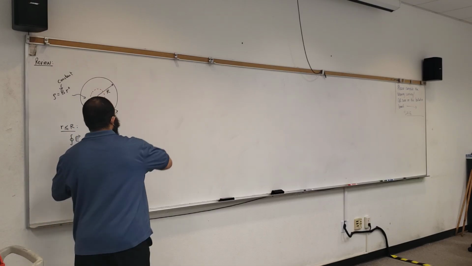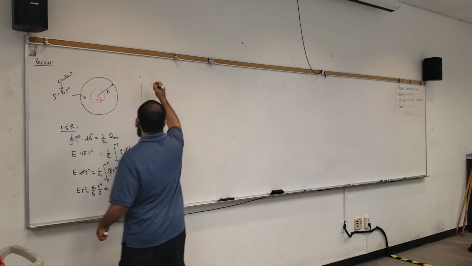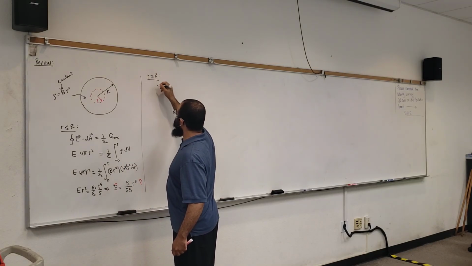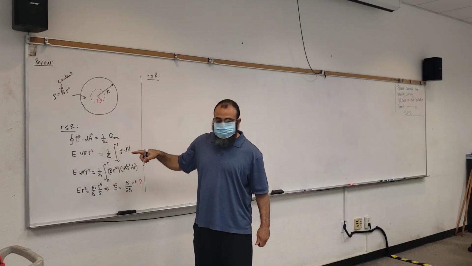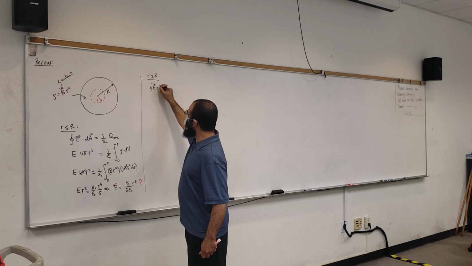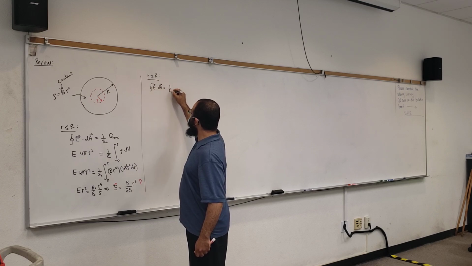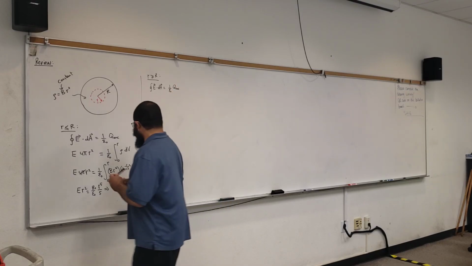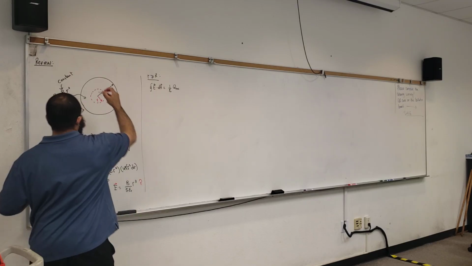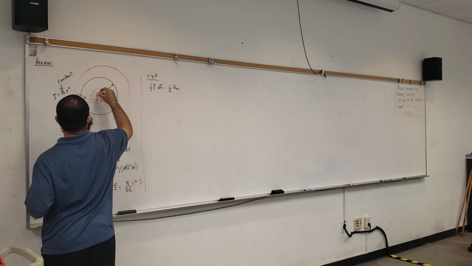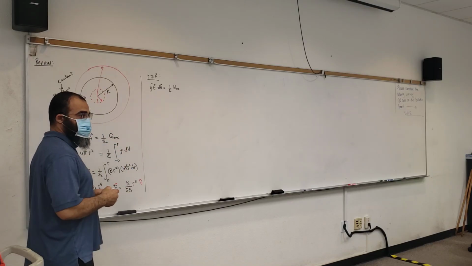Outside, for r greater than capital R, everything is going to be the same. You get Gauss's law. Now, the Gaussian surface, which I forgot to draw, needs to be here now. This is the new Gaussian surface for this part.